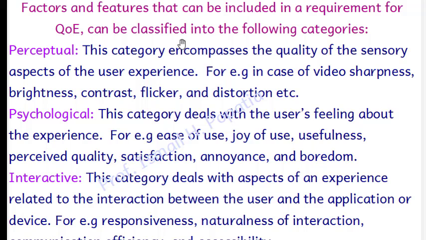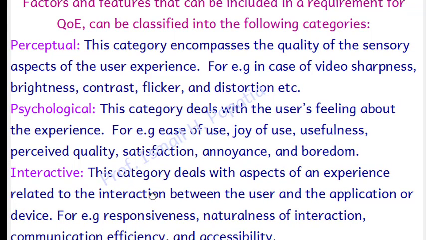Now these are some of the factors and features that can be included in a requirement for quality of experience. First is the perceptual category. It encompasses the quality of the sensory aspects such as the sharpness of the video, the brightness, the contrast, the flicker, the distortion. Then we have the psychological factor. This category deals with the user's feeling about the experience, like if that person is using some service or application: ease of use, joy of use, usefulness, perceived quality, satisfaction, etc.